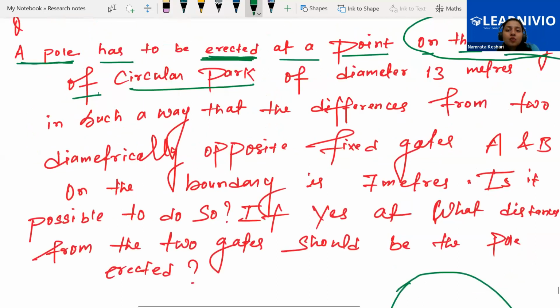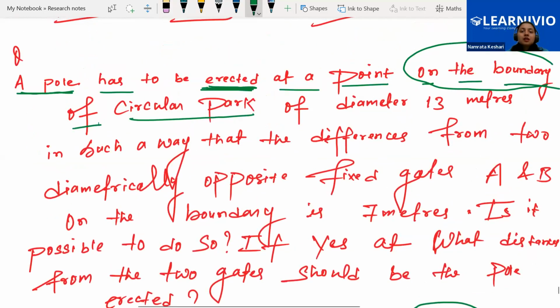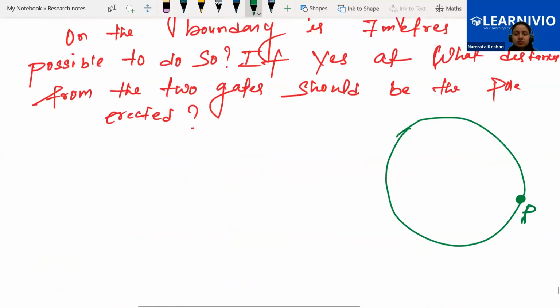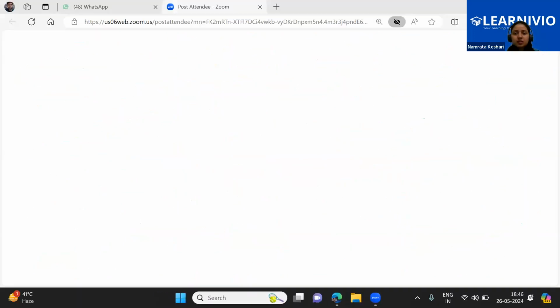Now what does the question say? The park is having circular, the park is having the diameter as 13 meters. Let me write over here that, just a second.